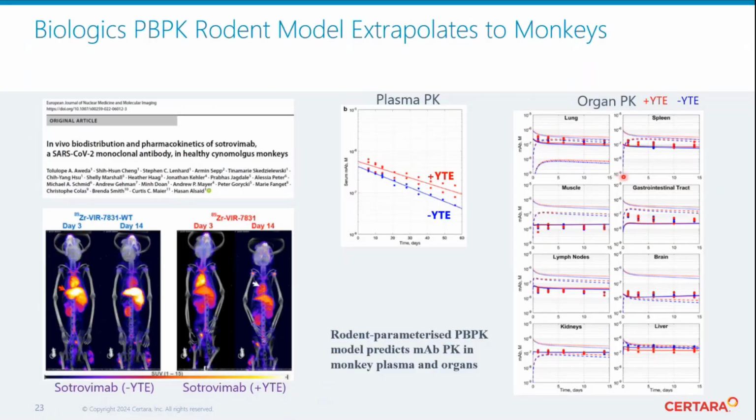The question is, does such a rodent parameterized model actually, is it useful, meaningful at all when we need to work, for example, with other species, in this case, monkeys or humans? And yes, it was a relief to see that the rodent data parameterized model worked. In this case, the monkeys were dosed with zirconium-labeled antibodies, one with wild-type antibody, the other one with enhanced affinity for FcRn.